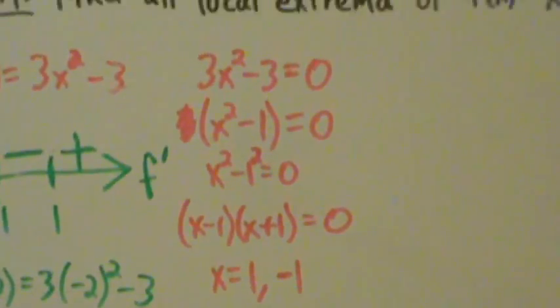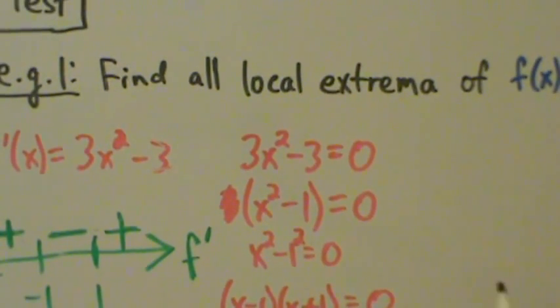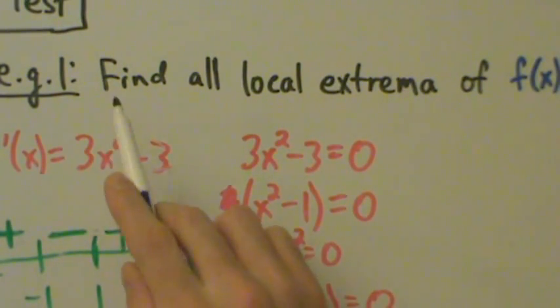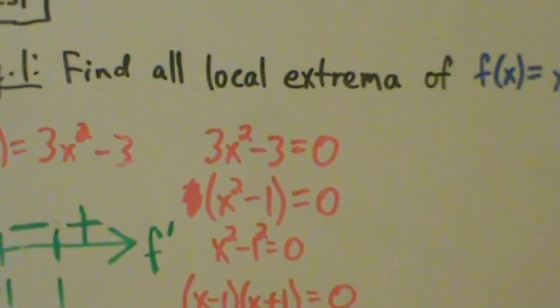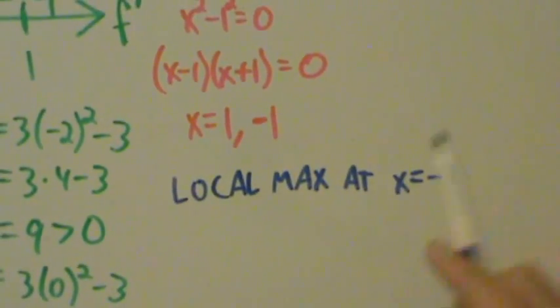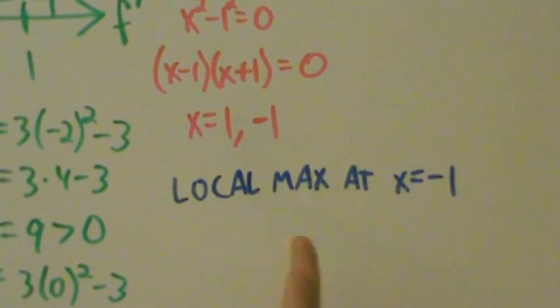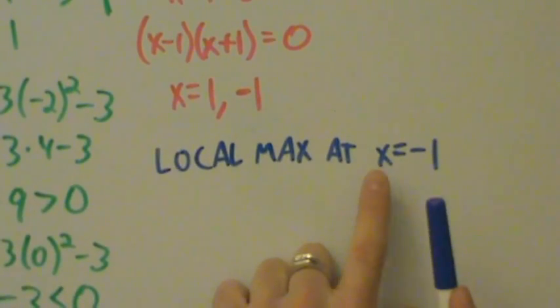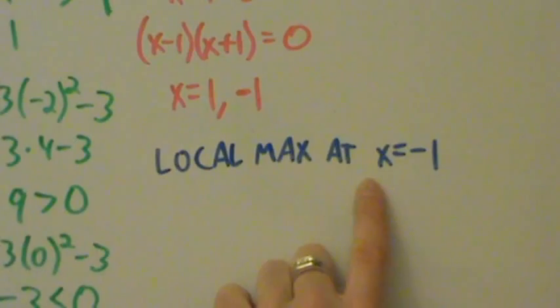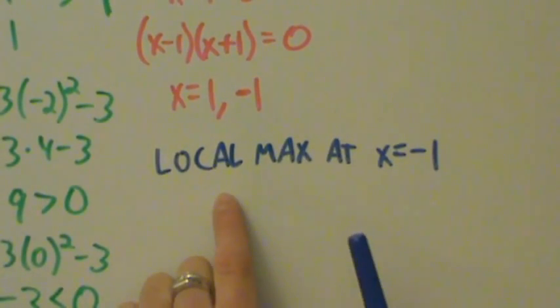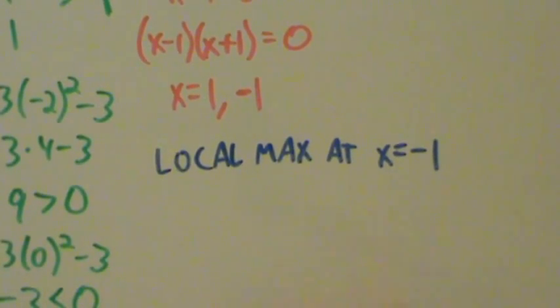So now the instructions say to find all the local extrema. Here we just found where it occurs, right? We found there is a local max at x equals negative 1, but what is it? If we want to know what it is, remember, it's the y value of the function. So where is the local max? Well, the local max happens at x equals negative 1.